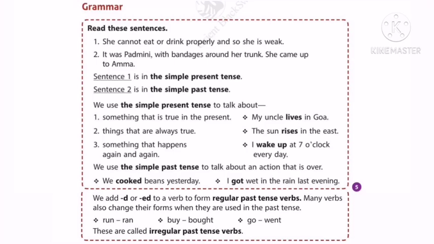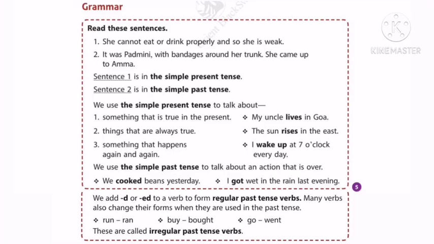We use the simple present tense to talk about something that is true in the present. For example, my uncle lives in Goa. Second one, things that are always true. For example, the sun rises in the east.